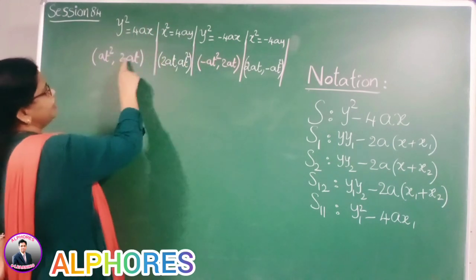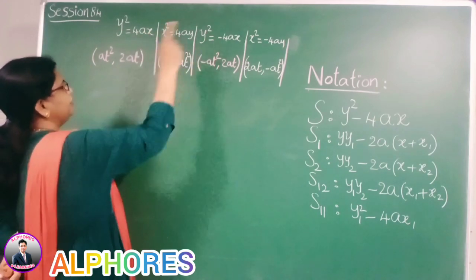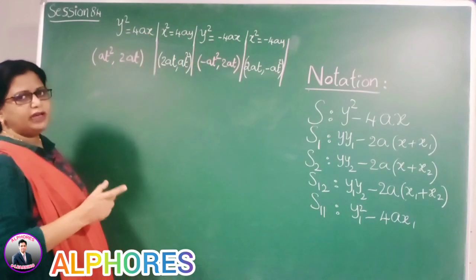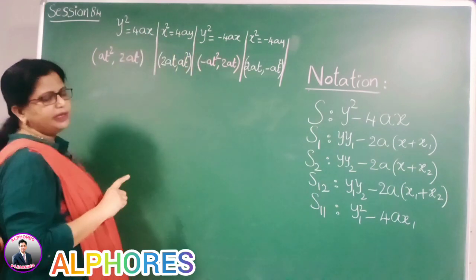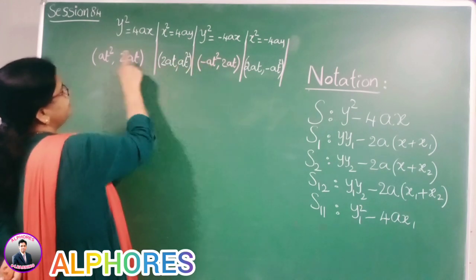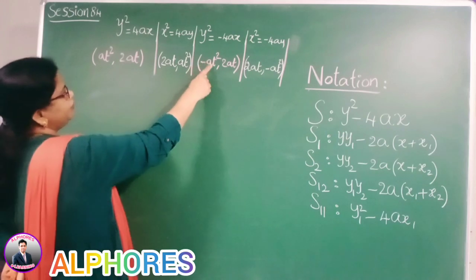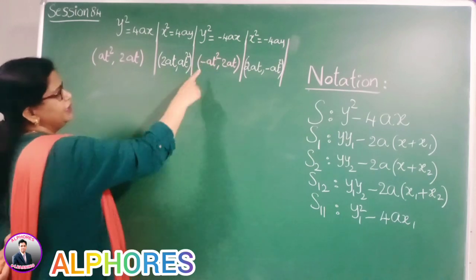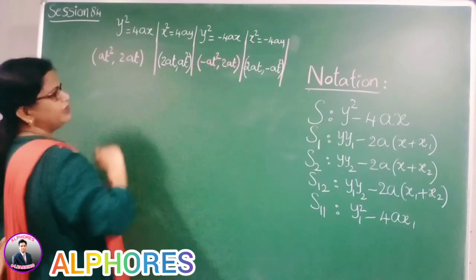And next one, here the only observation is we are replacing x by minus x. Everywhere the a value is positive. So replacing x by minus x, this value is minus at square. The only difference is the x coordinate is negative. So minus at square, t square positive, a also positive. Therefore this is our value.